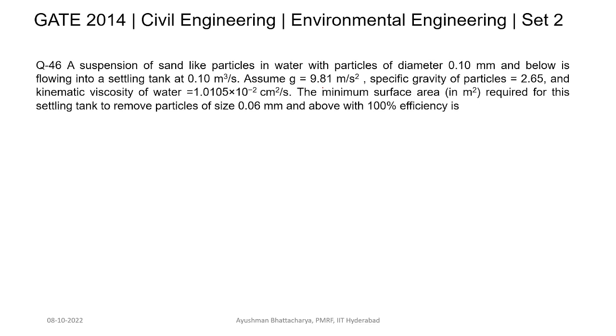Assuming g is 9.8 meter per second square, specific gravity of particle is 2.65, and kinematic viscosity of water is 1.0105 × 10^-2 centimeter square per second. Find the minimum surface area required for the settling tank to remove particles of size 0.06 mm and above with 100% efficiency. Based on the question, we understood that it is based on the settling velocity of the particle.